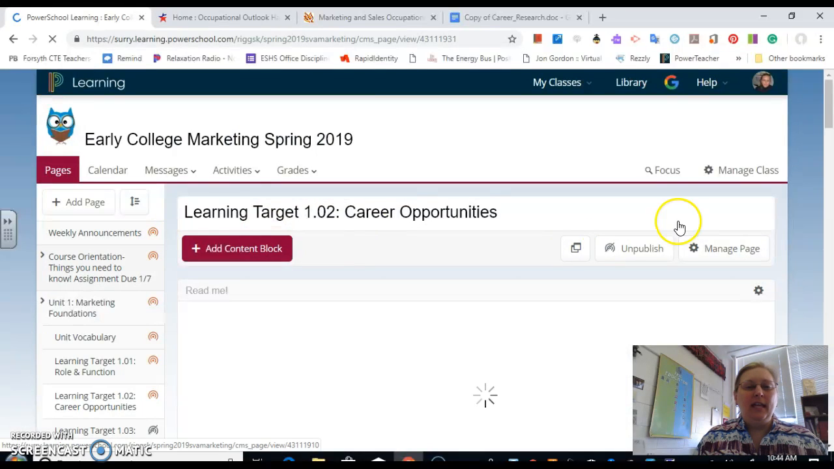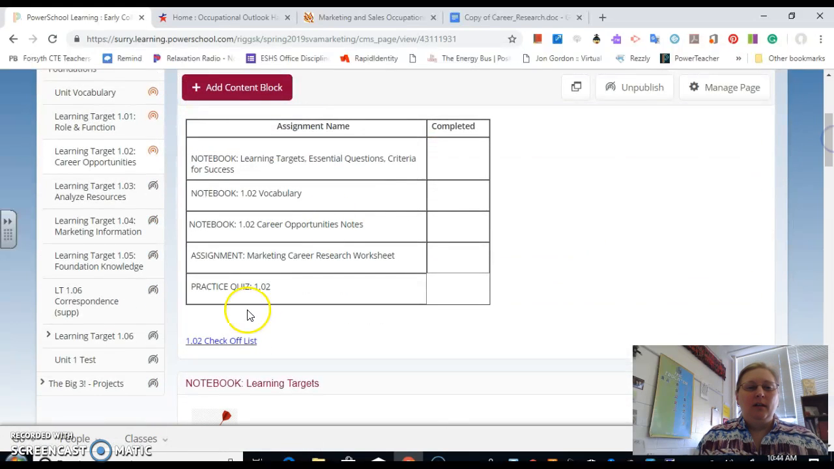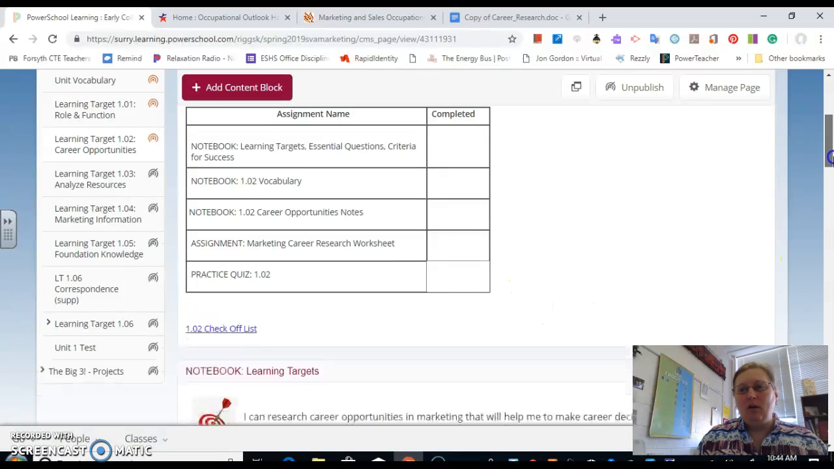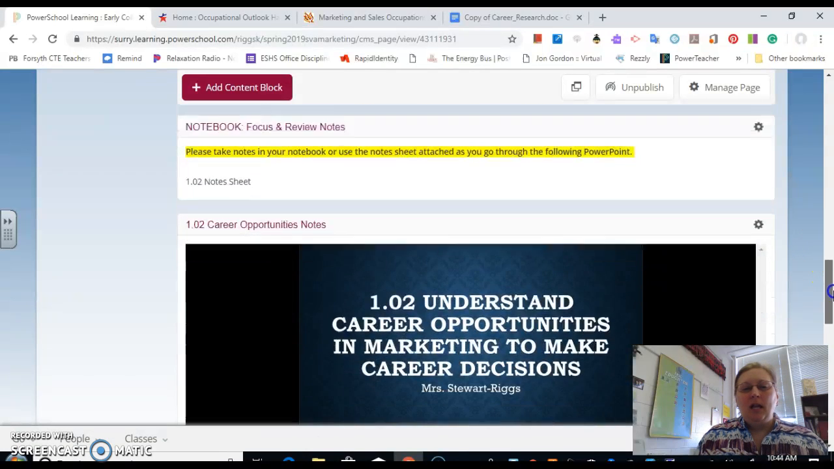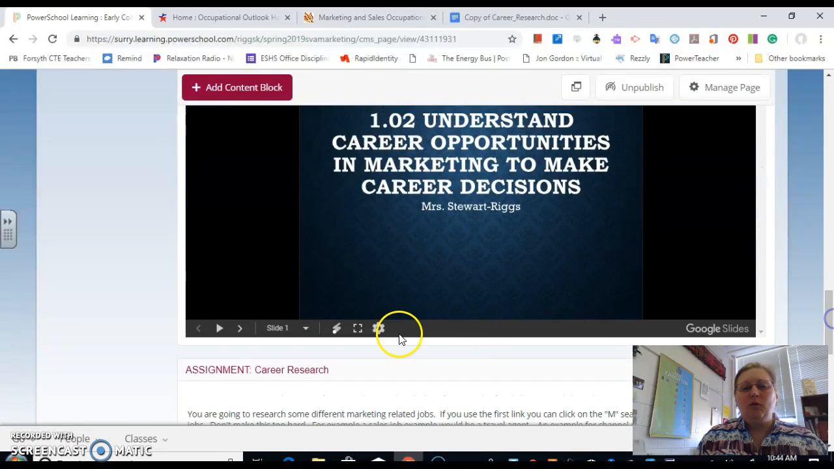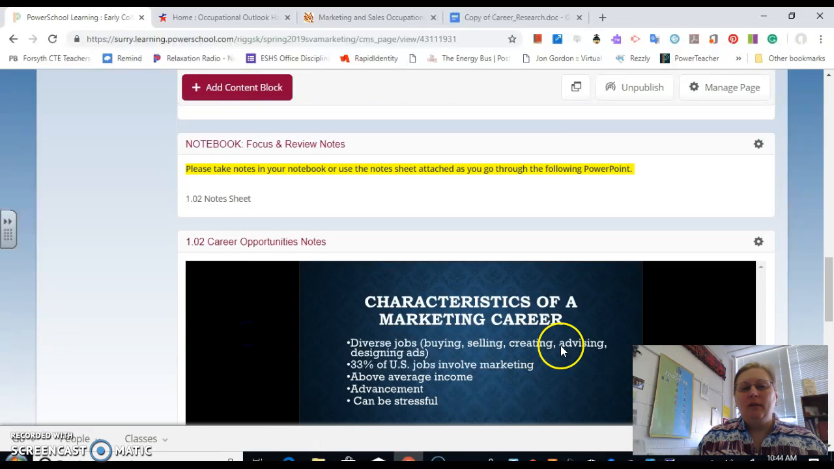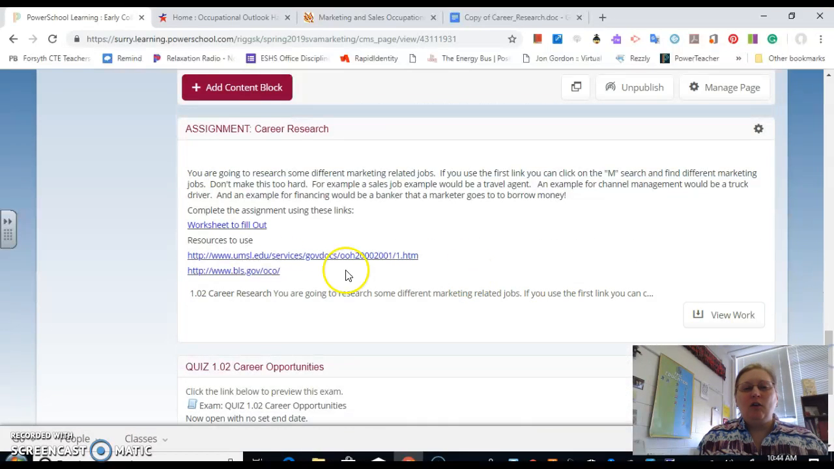One thing I want you to notice: if you want to print these checkoff lists, you can. You just click that button and it opens them. This one, you have 3 things for your notebook, but only 1 assignment and 1 quiz. So it's not too bad. Here are your vocabulary words, and you'll want to write those down. Here are your notes, and we're just talking about different careers within the marketing realm. Then we're going to do a career research. You'll click on the worksheet to fill out, and then you'll use these two resources.